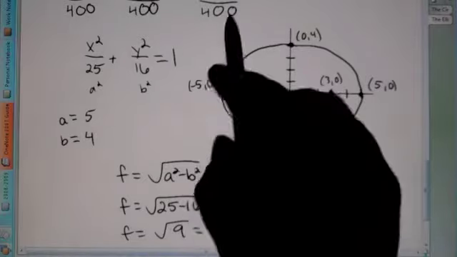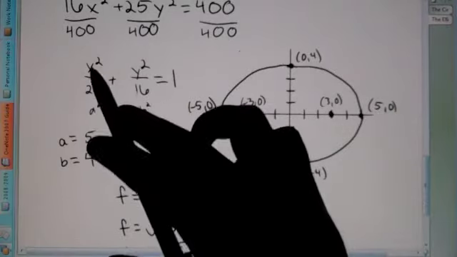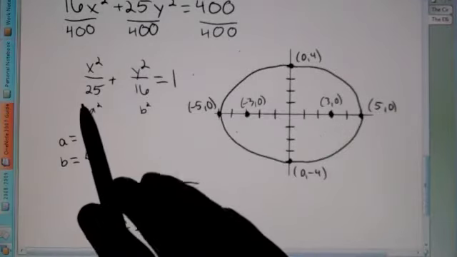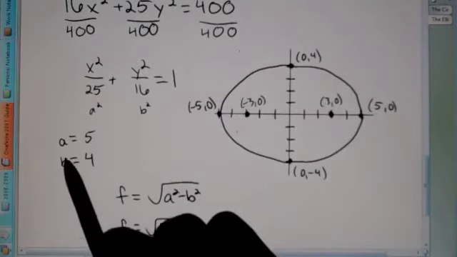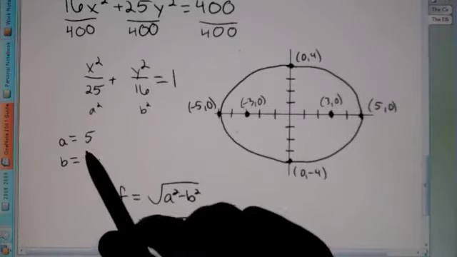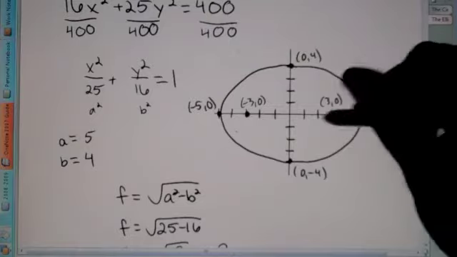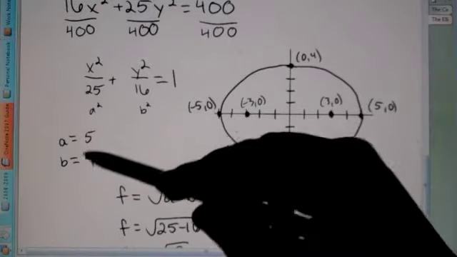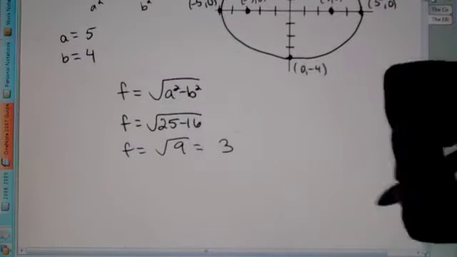So again, we need to set this equal to 1. So we divide by 400. We reduce these. The bigger number is going to be a squared, and we took the square root to find a. A is 5. B is 4. And then we're able to draw our graph. So 5 is under the x, so therefore you go on the x-axis, 5 left and right. 4 is underneath the y, so you go up and down 4 to create our ellipse.